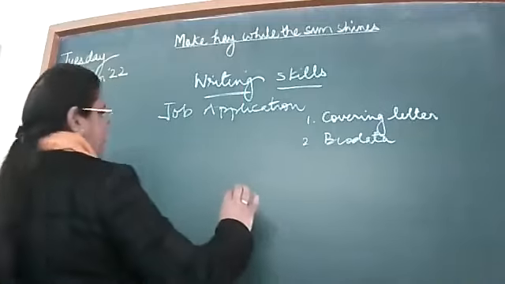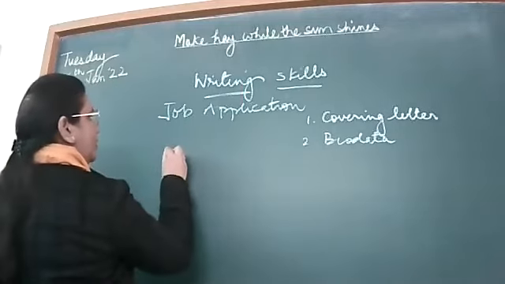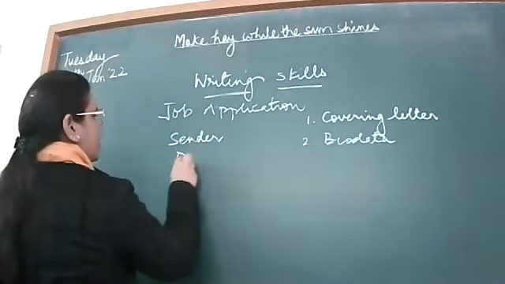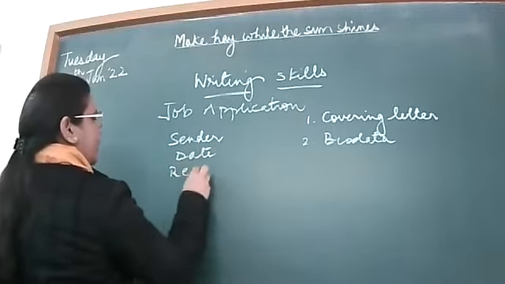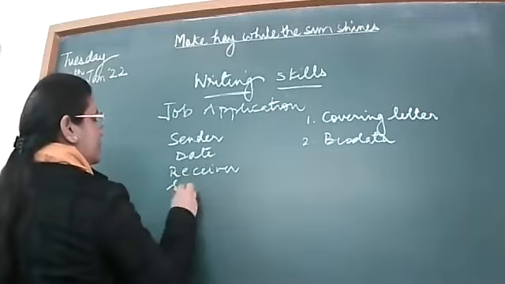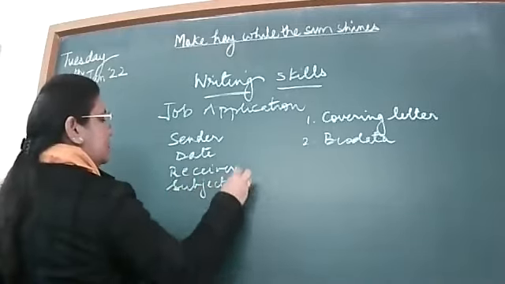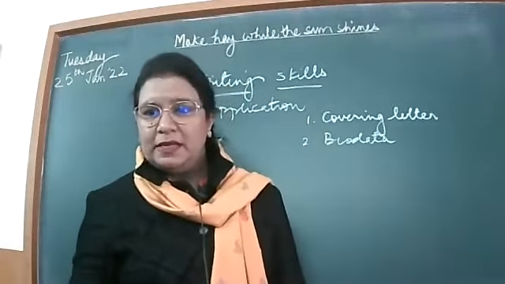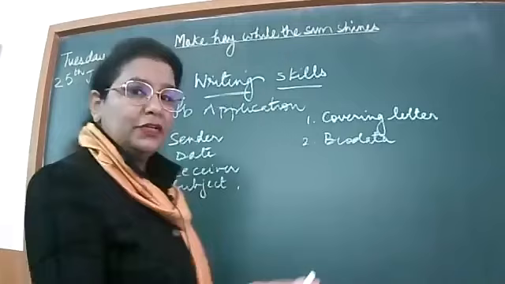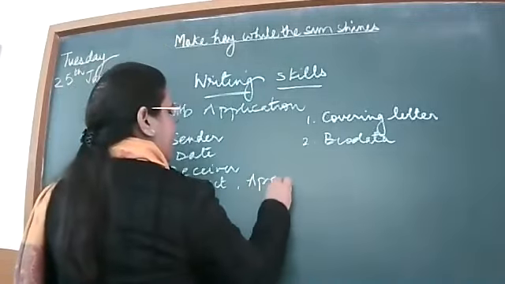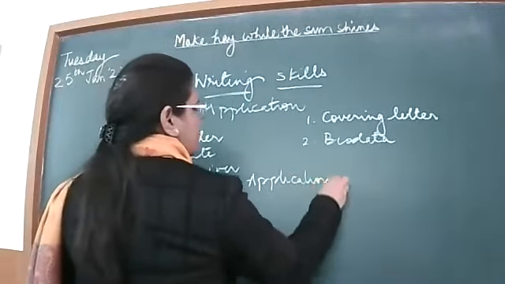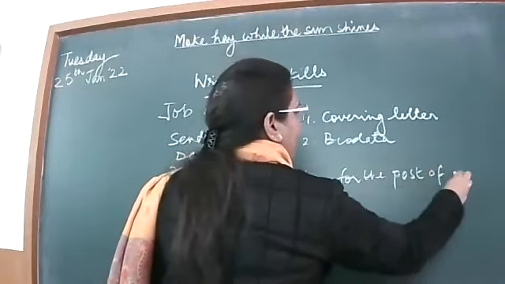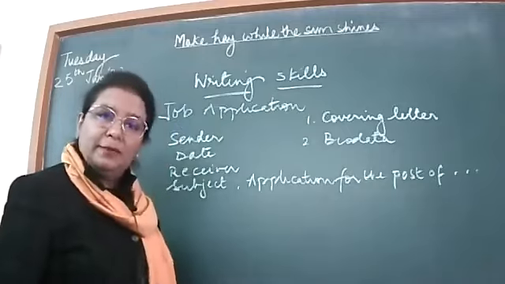Covering letter is your formal letter, and the format is that of a formal letter. So you have your sender's address, you will write the date, you will write the receiver, write down the subject. What is the subject? Subject is applying for the post of chief chef. Or application for the post of whatever has been advertised. Okay, right?